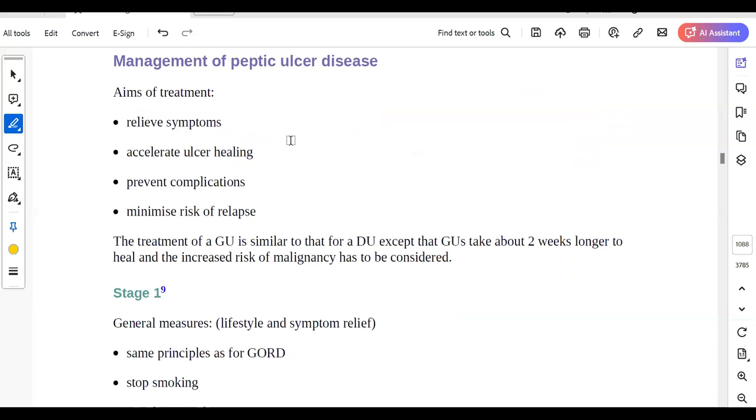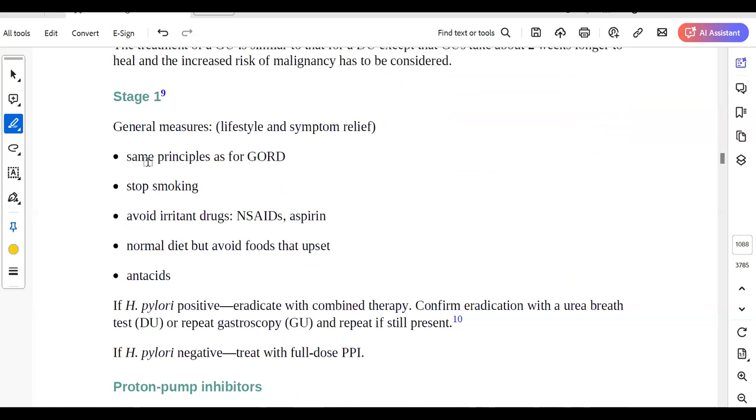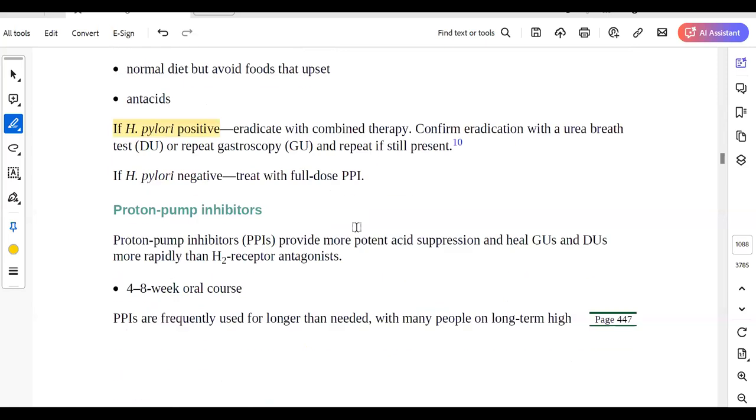So how will you manage peptic ulcer disease? For peptic ulcer disease, first of all, you need to find out the cause. Is it H. pylori induced or is it H. pylori negative? If it is H. pylori positive, then you will need to treat them with triple therapy. If it is H. pylori negative, you just treat them with PPI.